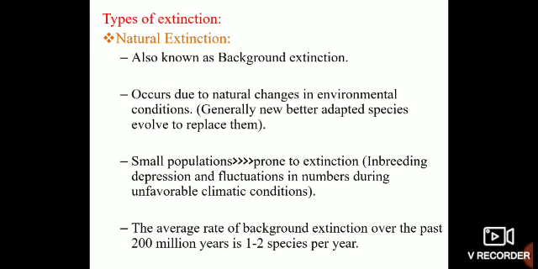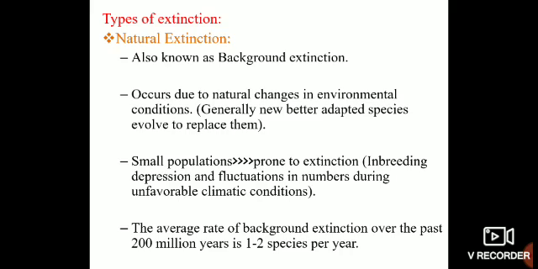Okay, now the types of extinction. Broadly speaking, you have three different types of extinction. Natural extinction, also known as background extinction, occurs due to natural changes in environmental conditions. When one species gets extinct because it cannot cope with the changing environmental conditions, another species evolves and takes its place. Okay, and all species do not face the same threat of extinction; they do not have the same probability of extinction.